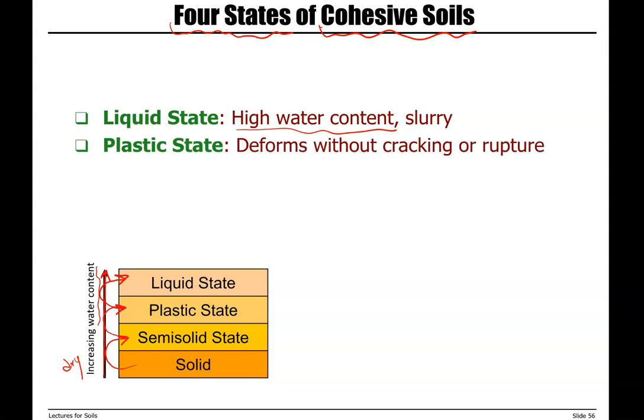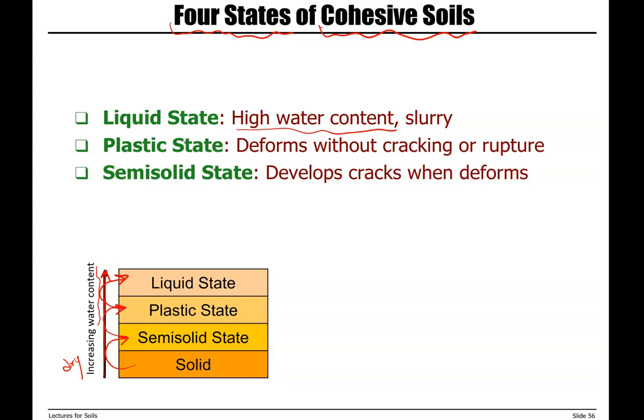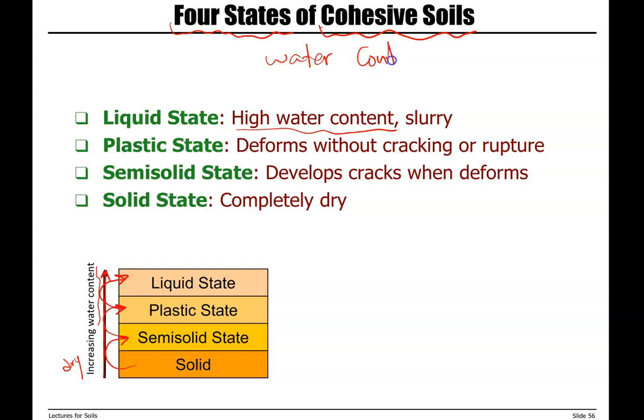Plastic state is when soil deforms without cracking or rupture. Semi-solid state is when cracks are appearing in our soil. So we have development of cracks when it deforms. And then solid state is when the sample is completely dry and very crumbly. These are the 4 states of cohesive soil based on water content.